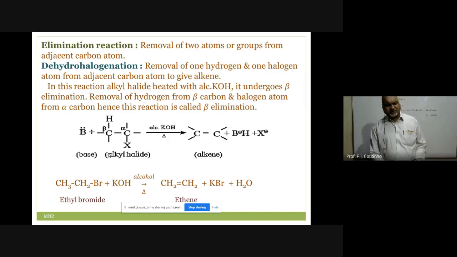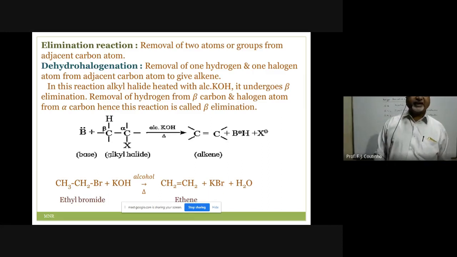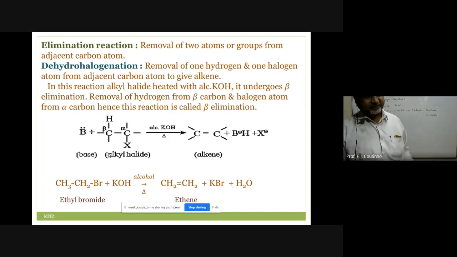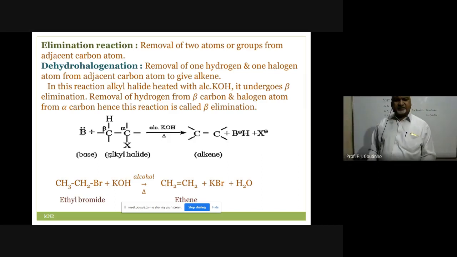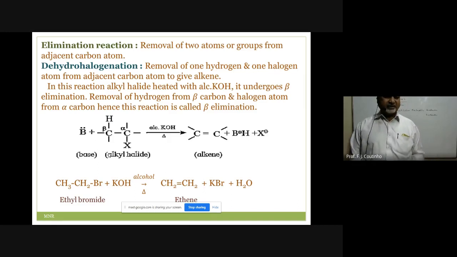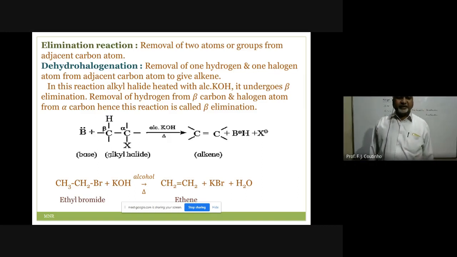Now, that is what we studied: the SN2 reaction mechanism and the SN1 reaction mechanism. First, we studied all types of substitution reactions. Then we studied nucleophilic substitution reaction mechanisms, where we studied the SN1 and SN2 reaction mechanisms today. And now we are studying a second type, another type of reaction, that is the elimination reaction.